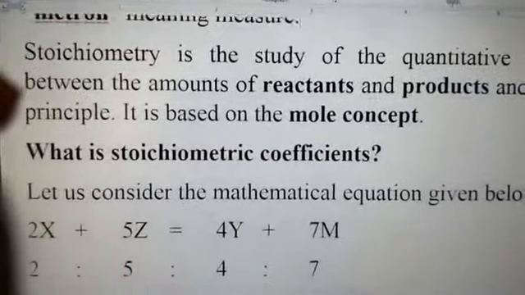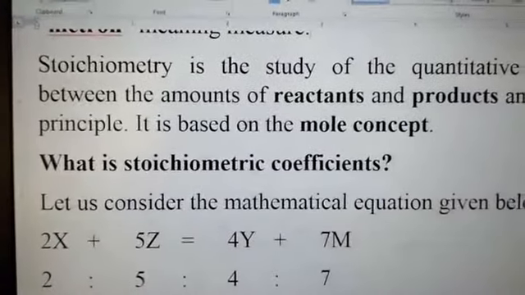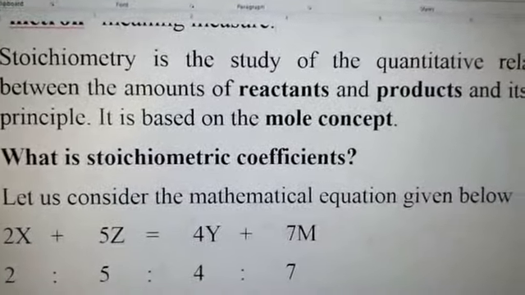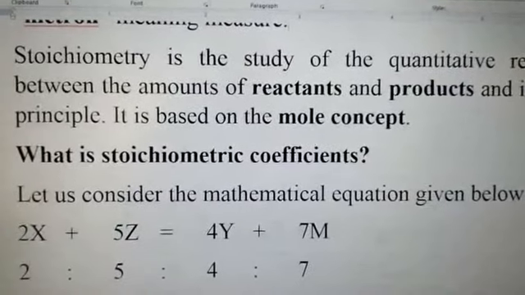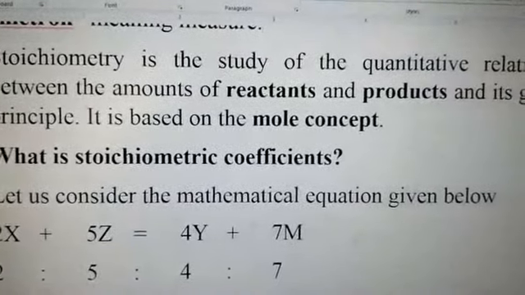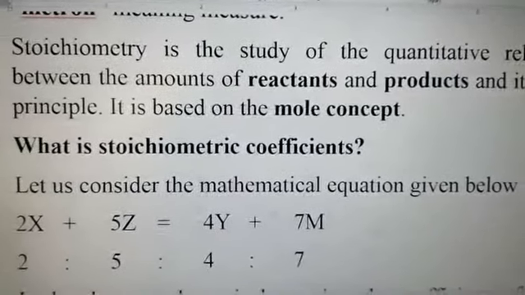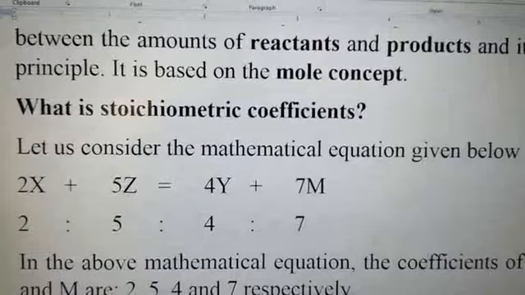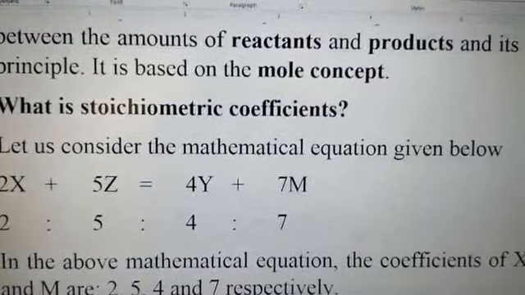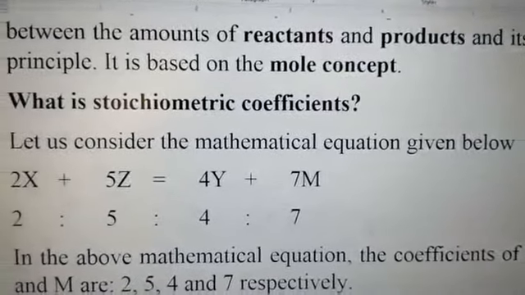Okay, we'll now go over to what is meant by stoichiometric coefficient. We're going to explain this first by considering a mathematical equation. Let us consider the mathematical equation given below. We have 2s plus 5z giving us 4y plus 7m.